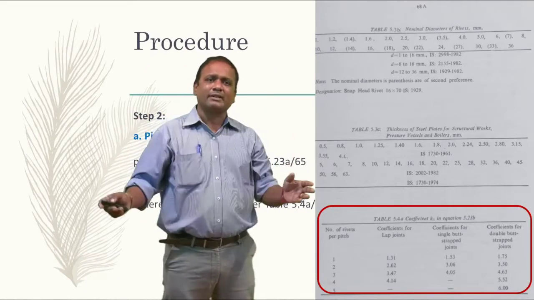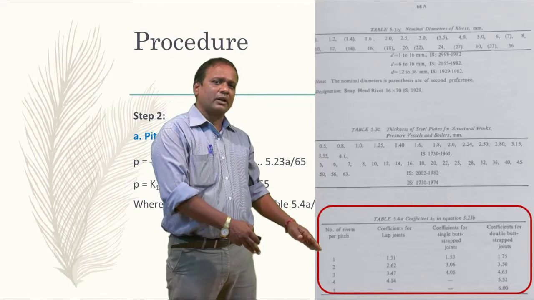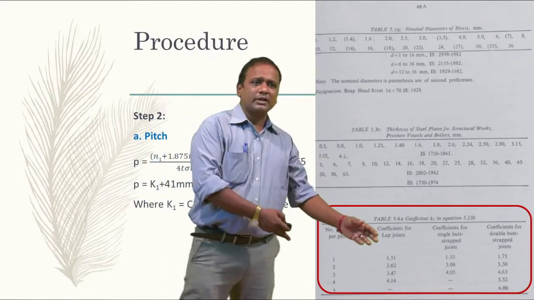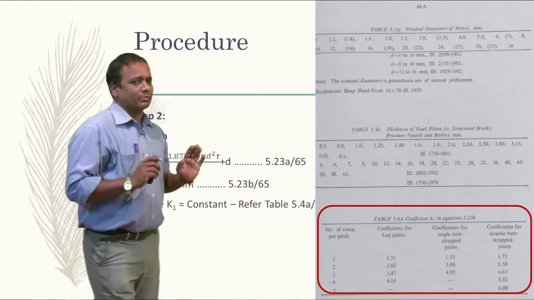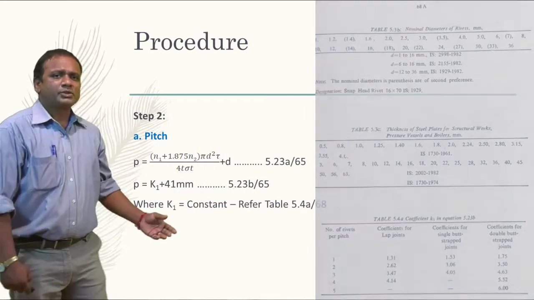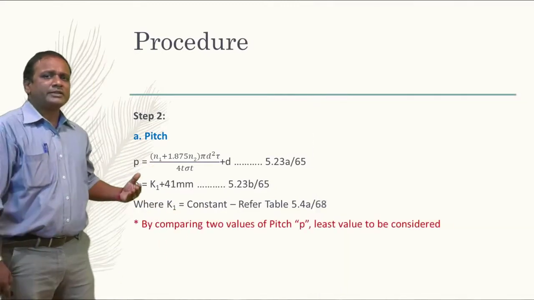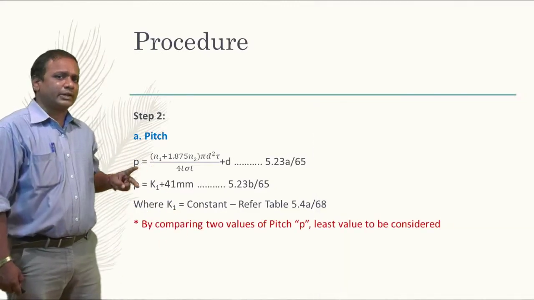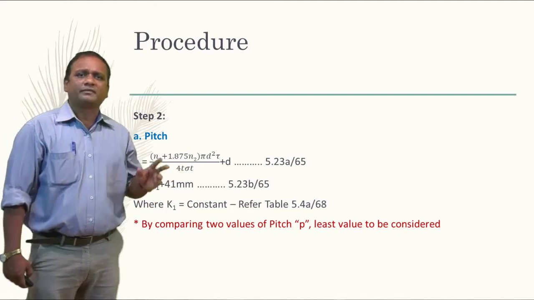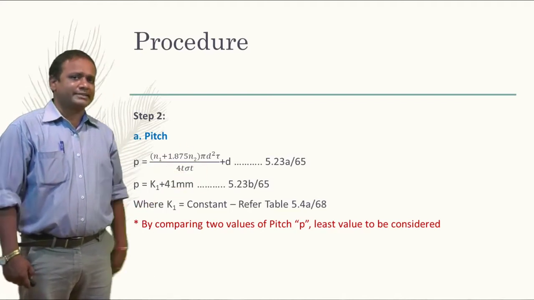Accordingly, whatever the case is given, I'll consider the number of rivets that I have in the particular pitch. Then I go to whether it's a lap joint or a butt joint with a double cover plate or a single cover plate. Accordingly, I will choose the K1, right? Once I choose it, I will substitute it into this and I will get two p values here. But take care: comparing these two values, I will consider the least value of these two p as the one for further design, okay?